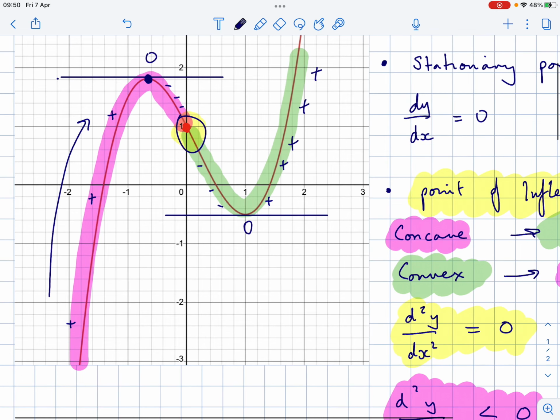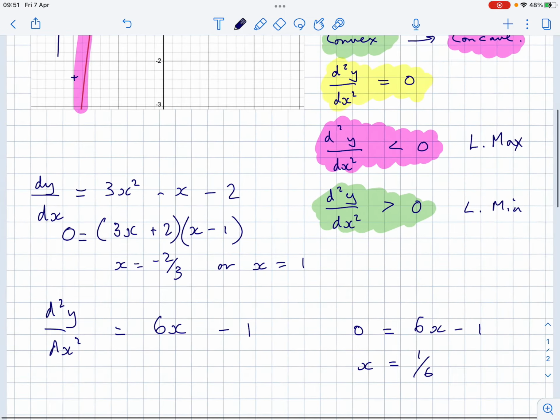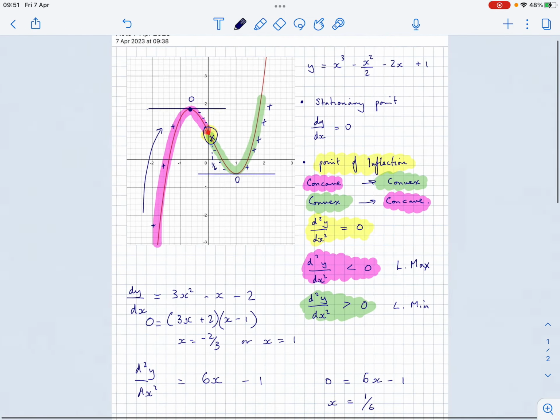And if we zoom in, that kind of makes sense to me, because my guess, can you see I was maybe just a bit closer to that one? 1/6 would be about there. Yeah, so I think with hindsight, I'd say, look, there we go. We've got that value of 1/6 is my x for my point of inflection.